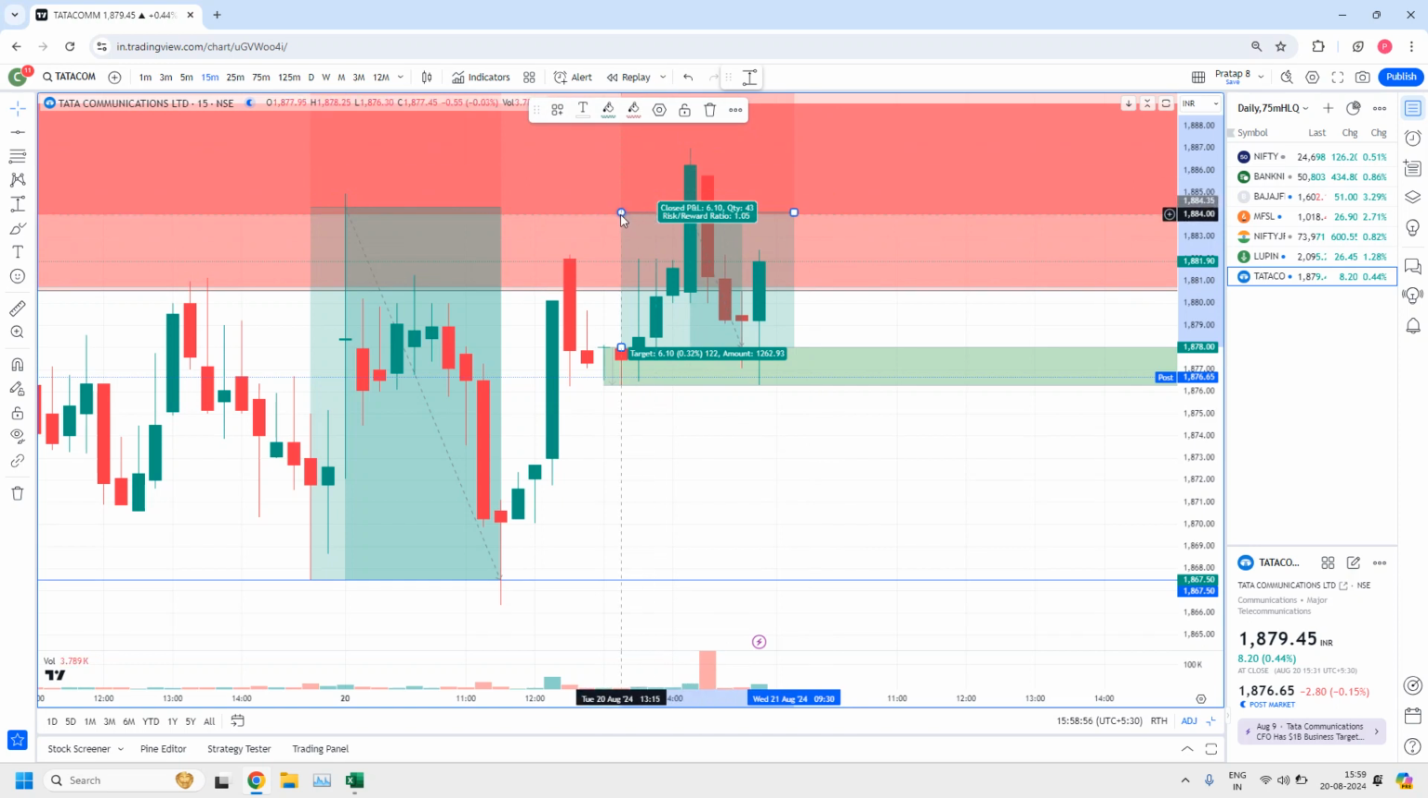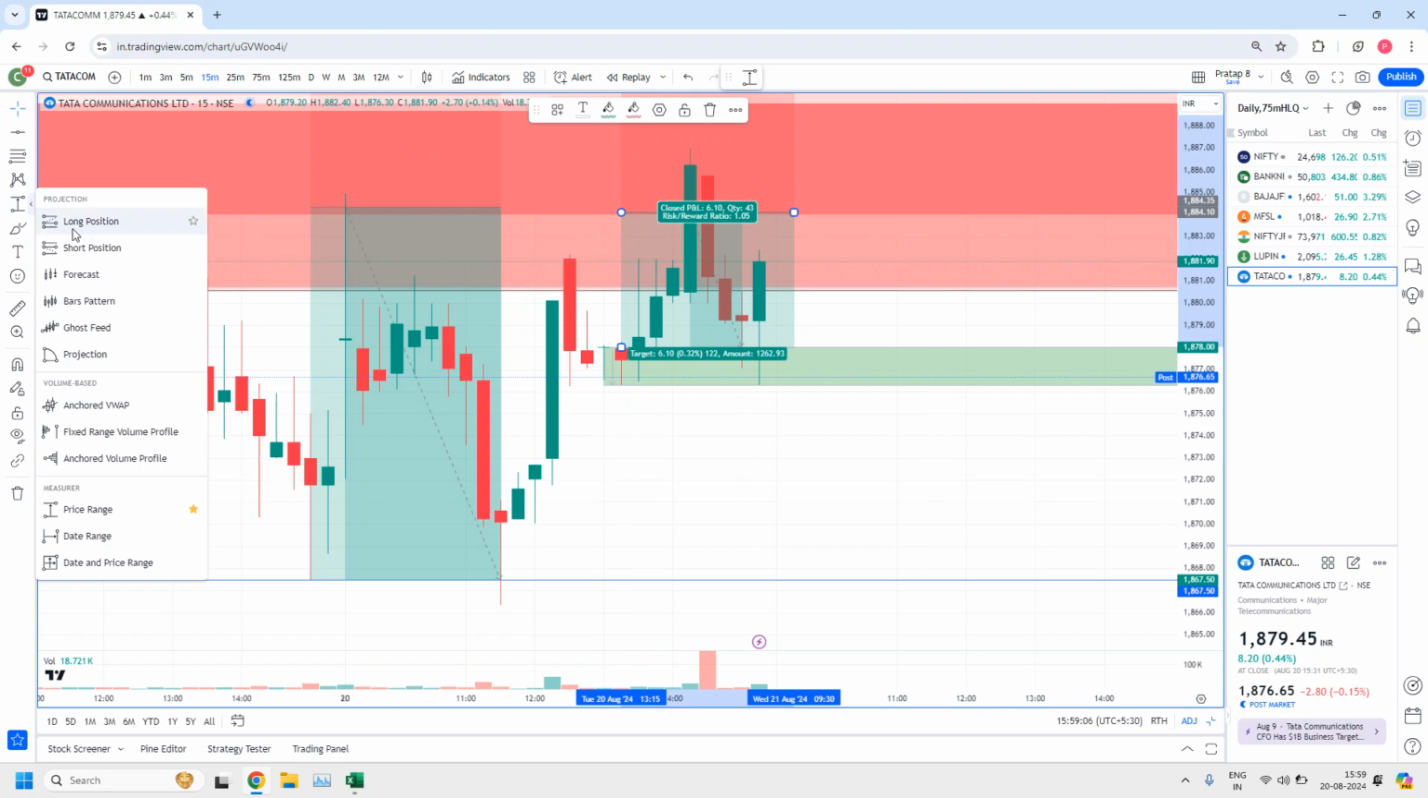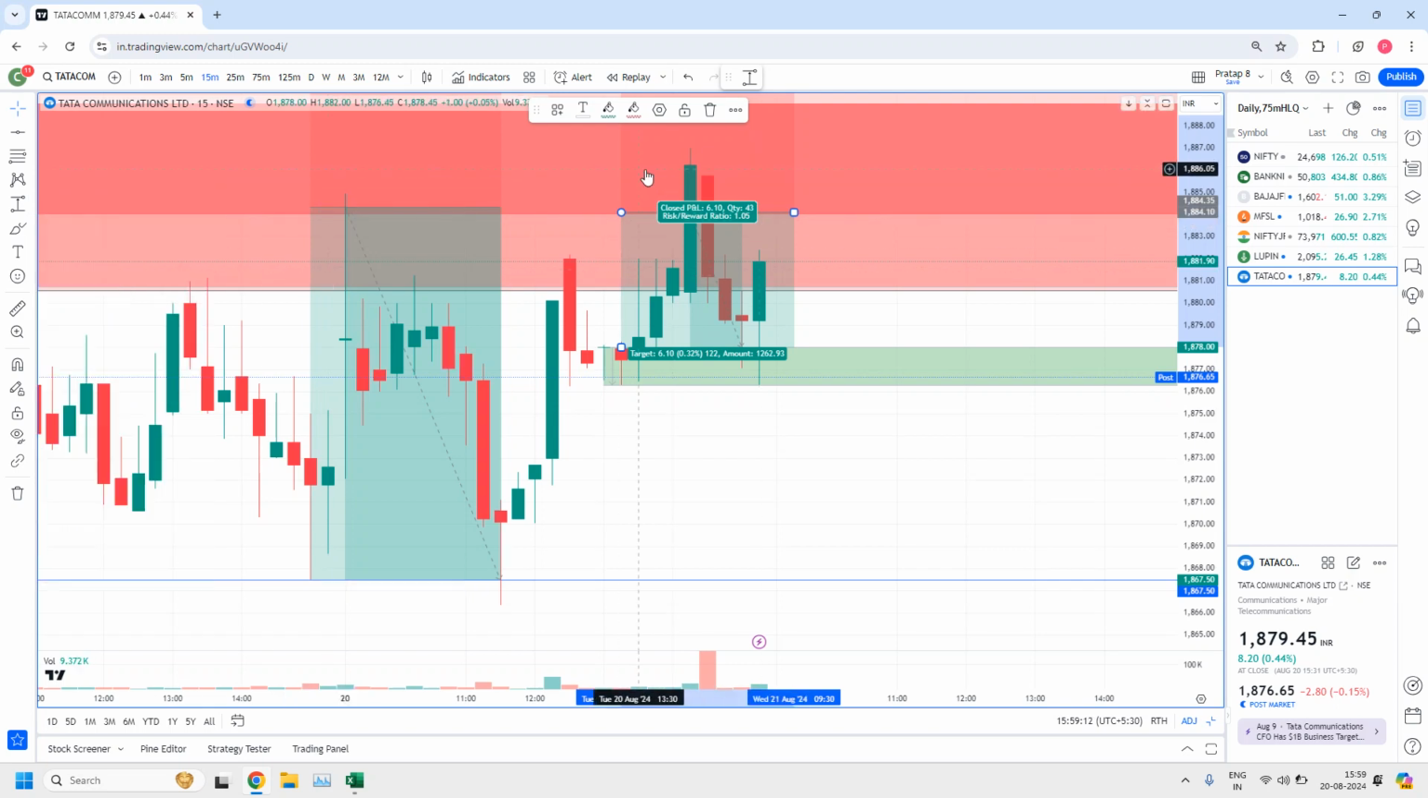For that, what you have to do is adjust the RR with the help of this short position tool that is available in TradingView. Here you have, as already explained, a long position and a short position. Because it is a short trade, I have used this short position tool.